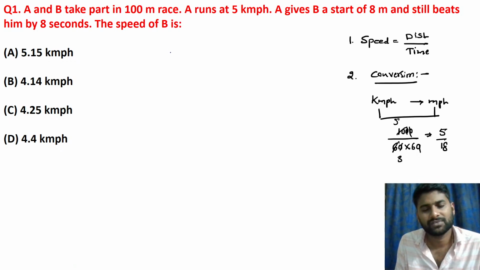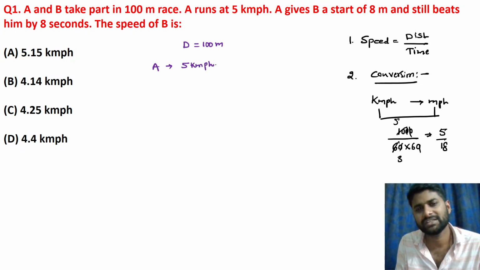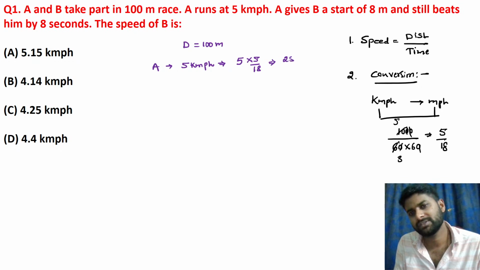Now, first of all, the distance between the places is exactly equal to 100 meters, and A runs at a speed of 5 kilometer per hour. You already know the distance in terms of meters. The speed you have to convert into meter per second. So meter per second means 5 into 5 by 18. The value is exactly equal to 25 by 18 meter per second. So the speed of A is exactly equal to 25 by 18.